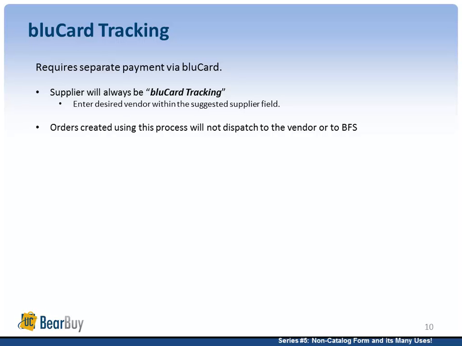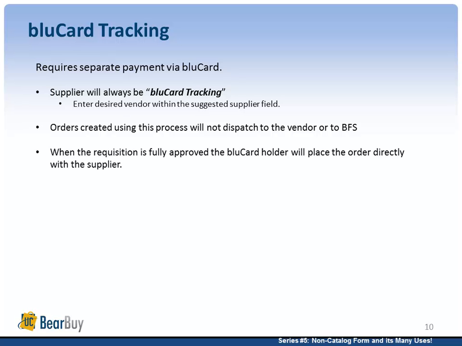Orders created using this process will not dispatch to the vendor or to BFS. What this means is that the PO will not be sent to the vendor, and this PO will not create an encumbrance on your general ledger. Instead, you'll only see the voucher when the Blue Card purchase has been made outside of BearBuy. So when the requisition is fully approved, that's when the Blue Card holder will place the order directly with the supplier. That can be either via email, online, or over the phone.